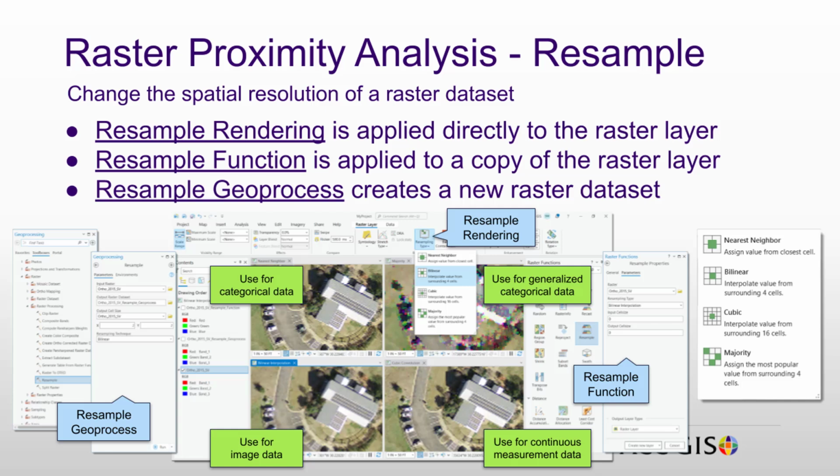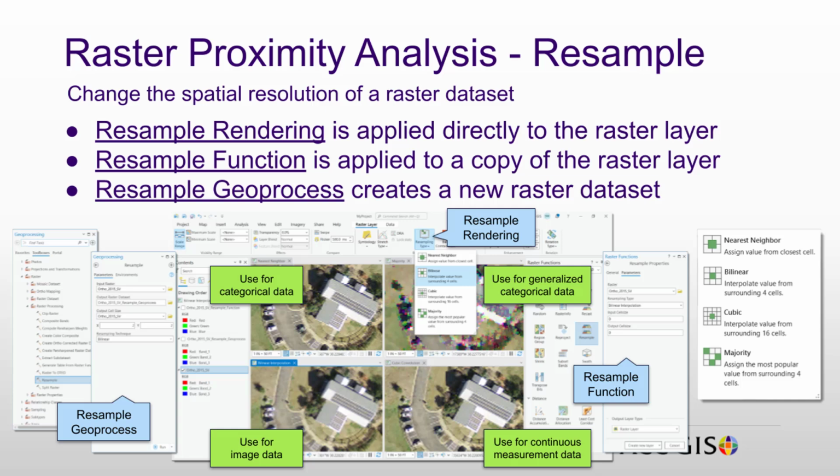The resample function creates a copy of the raster layer and applies the resample to the copy. You can access the resample function from the analysis ribbon, where you can access the raster functions and find the resample function. Last is resample geoprocess, which actually creates a new raster data set. And you can access the resample geoprocess from the data management toolbox in the raster and raster processing tool sets in the resample geoprocessing tool.